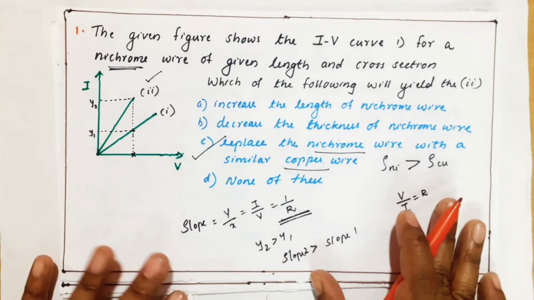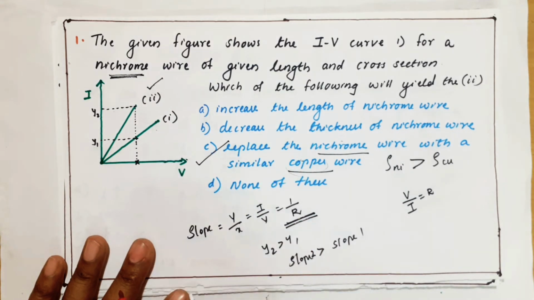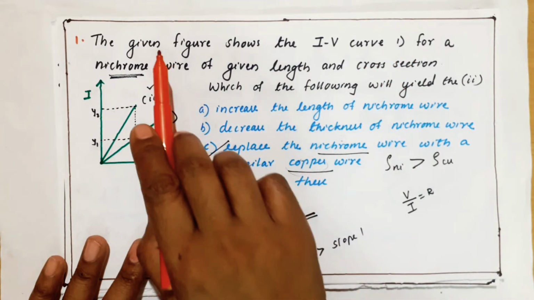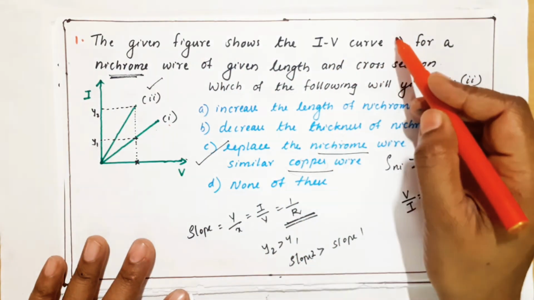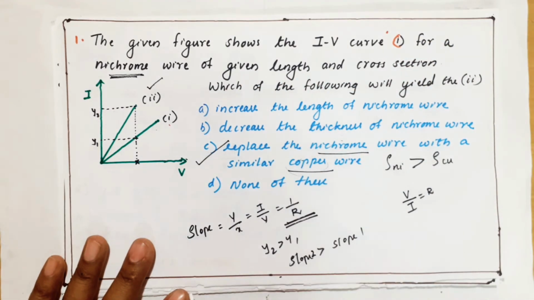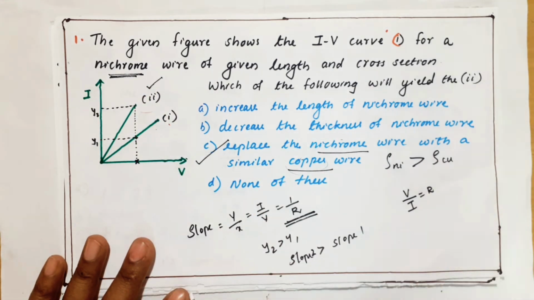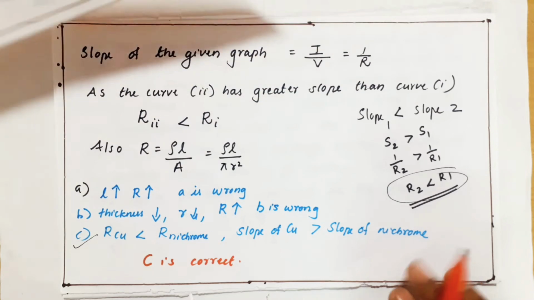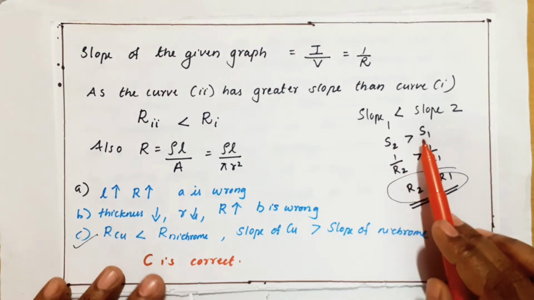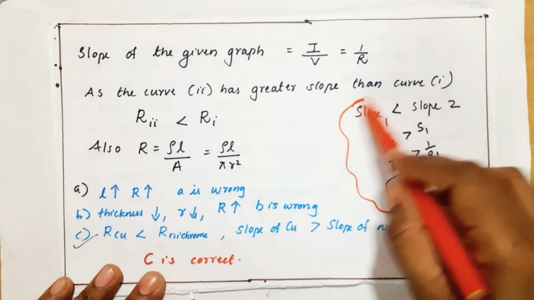Now, they are asking what should happen to get the graph 2. The first graph is for a nichrome wire. The given figure shows an IV graph, and curve 1 is for a nichrome wire. To get curve 2, the slope must be higher, which means y2 is greater than y1. Slope of the curve being greater means 1 by R is greater. Slope of S2 is greater than slope of S1 means 1 by R2 is greater than 1 by R1. You remember this.